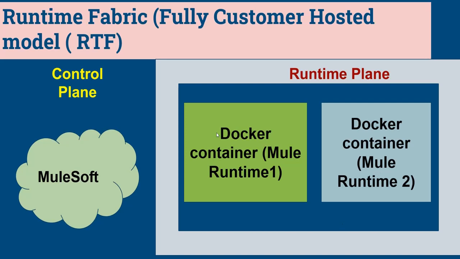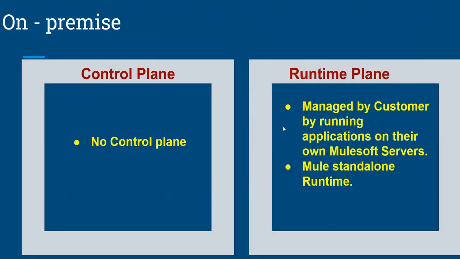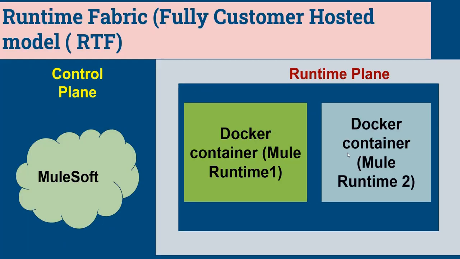Kubernetes runs the runtime plane, which is nothing but the Runtime Fabric model. In the Runtime Fabric model, by using Kubernetes, you can extend the servers, and you can delete the servers easily to manage the workload and all. But in on-premise, it is not possible, because in on-premise we have to install MuleSoft servers on our own. There is no containerization. So if you want to use more Mule instances, you need to install them manually. But in the Runtime Fabric model, Kubernetes will take care of that. So that is the major advantage of the Runtime Fabric model.